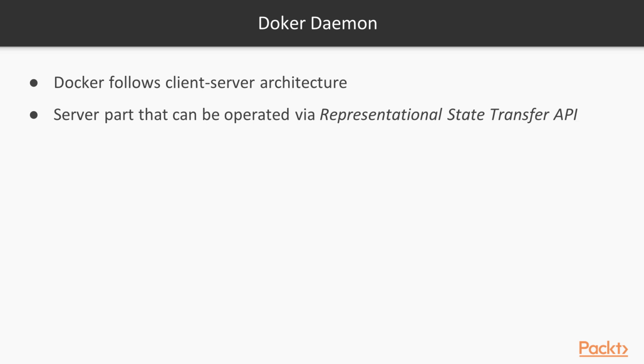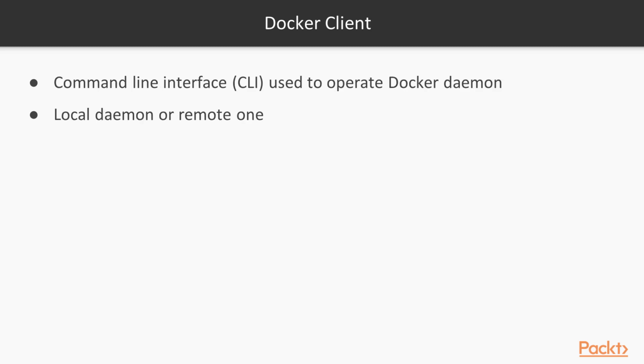Next are the Docker daemons. Docker follows a client-server architecture. The Docker daemon is the server part that could be operated via a representational state transfer API. Last one is the Docker client. Docker client is a command-line interface, CLI, used to operate a Docker daemon. It might be a local daemon or a remote one.